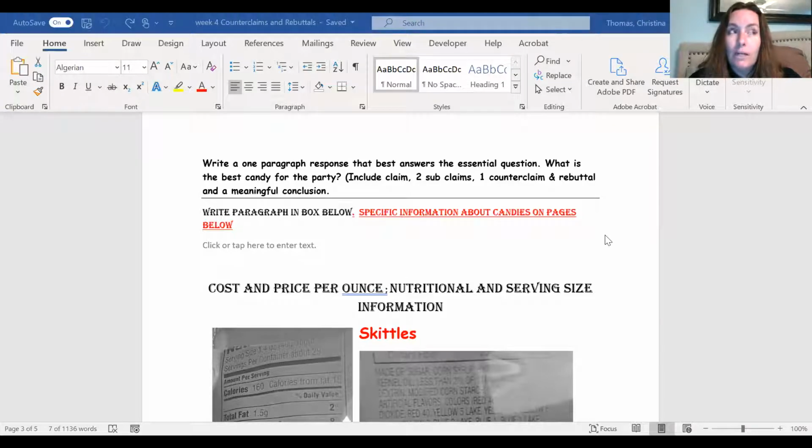And you need at least one counterclaim in there. So you need to address why someone might pick the other one or think that yours isn't that great. And you need a rebuttal to that. And then finally, a wrap up for that meaningful conclusion. Remember, bring us back to the main point of what we're supposed to be picking, right? Okay, you will then click into the Word document to type it up right here, okay? Now, if you're somebody that always needs sentences, I always have some kids that say, how many sentences should this be?